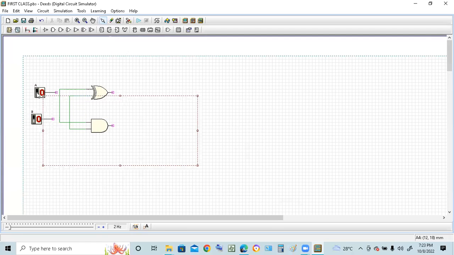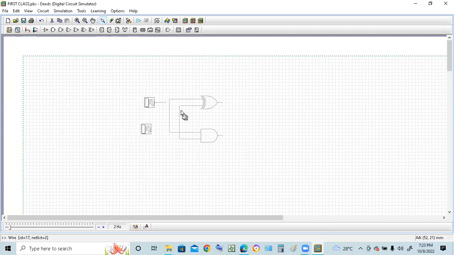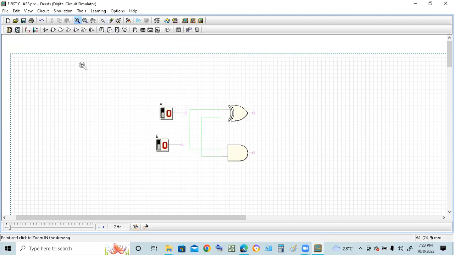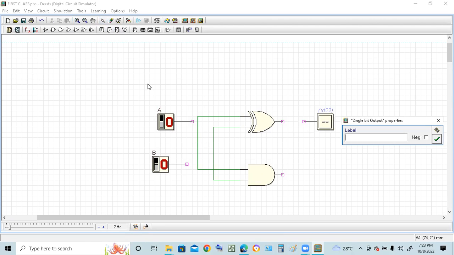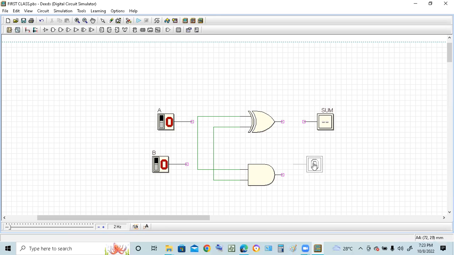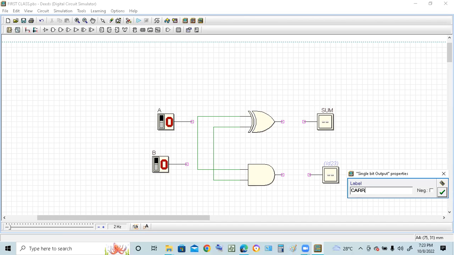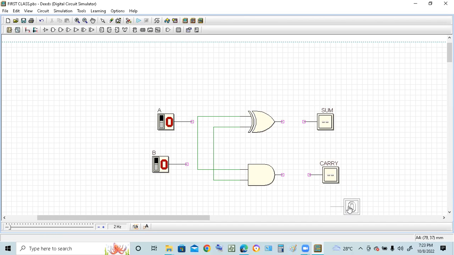Let me bring this in the middle. Get it a little bit bigger so that everybody can see. Good. All right, so we can put two outputs, one output right here. We're going to call this the sum. I'm going to call this one D. I call this one carry. I need no more. Then we need to connect up now.